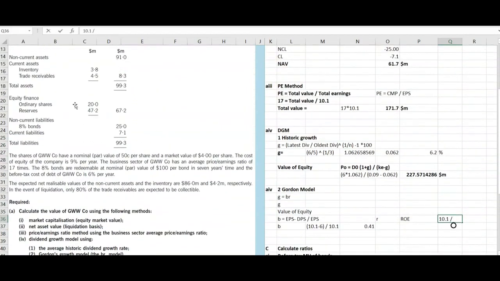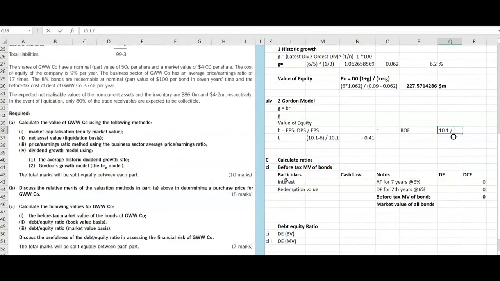So the equity in this company is this number 67.2. So we have to find out 67.2. So this will give us our answer. So that comes to 0.15. So now we can find out the G here. So G would be 0.15 into 0.41 will give us the answer.